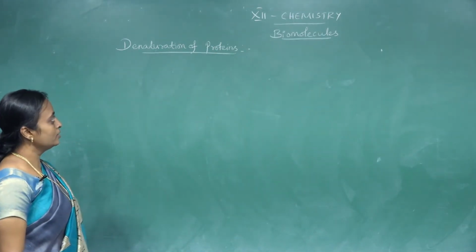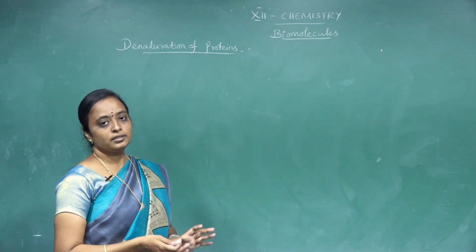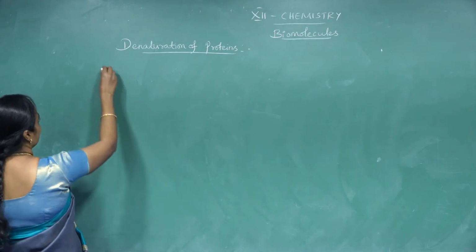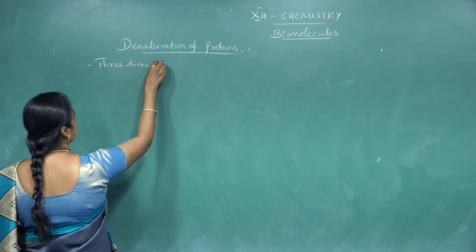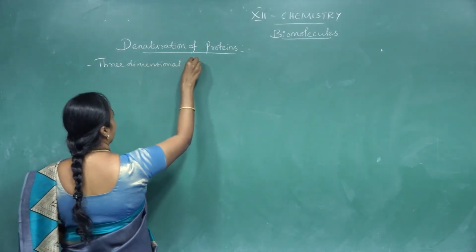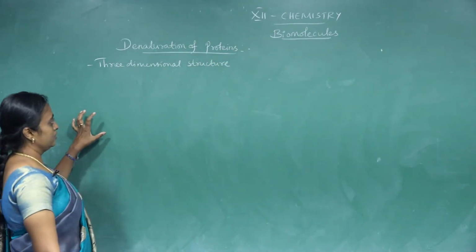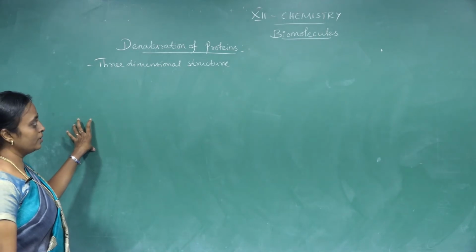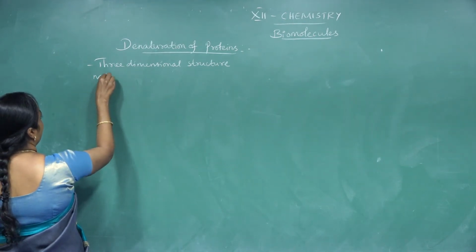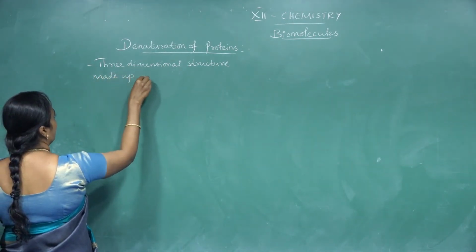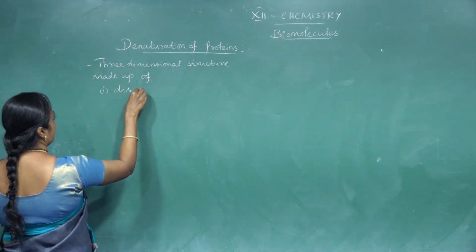So first, what are proteins made up of? Generally, you can take proteins as a three-dimensional structure. And this three-dimensional structure can be made up of, first one, disulfide bond.